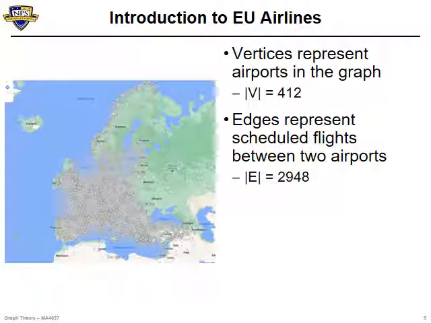Vertices in the network represent airports in the graph, while edges represent scheduled flights between two airports. There are a total of 412 vertices and about 2,900 edges.